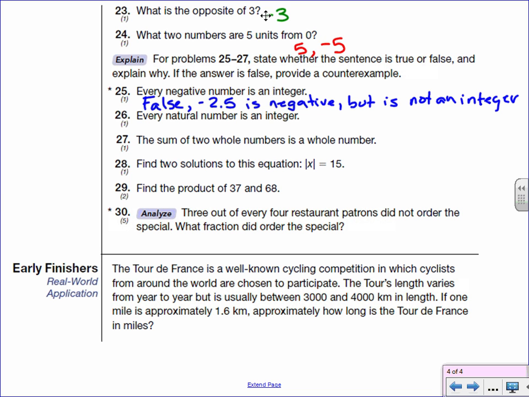Every natural number is an integer. Natural numbers are counting numbers. So 1, 2, 3, 4, and that's true. Integers include natural numbers.